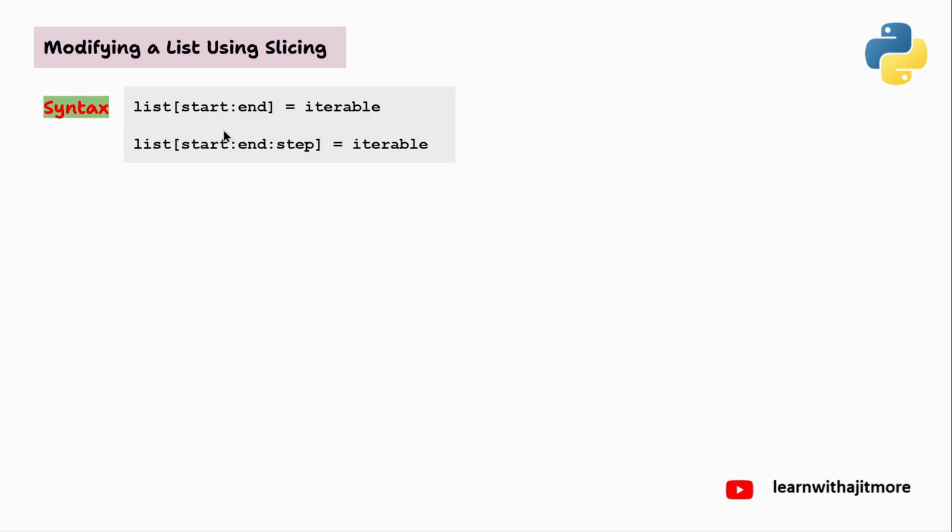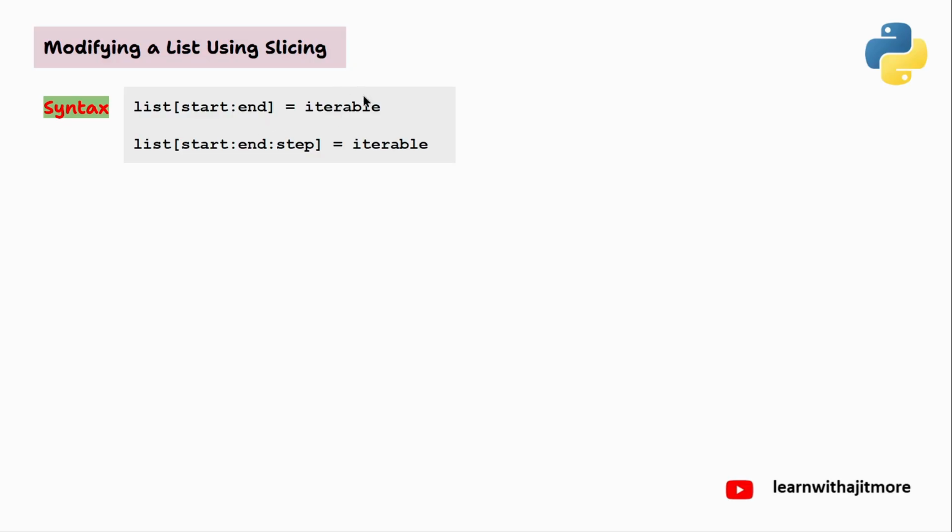List, start index, end index. End is exclusive. I hope you know it. And when you don't give end, it will go till the end of the list. When you don't give start, it will start from zero. When you don't give both, it will take the entire list. All these things yesterday we have seen. Negative index is possible. So from start till end, as many elements come from that start till end, they are replaced with this iterable's elements.